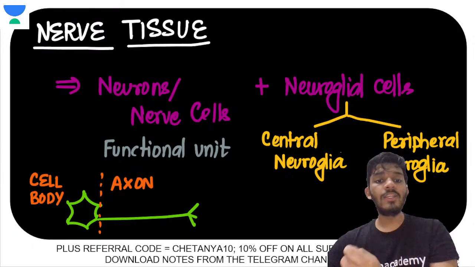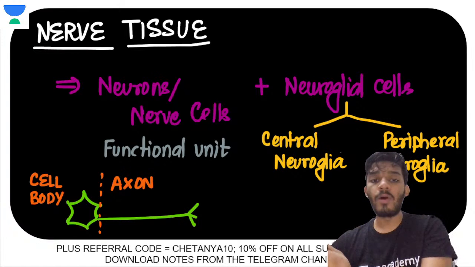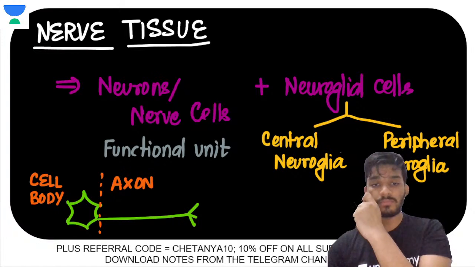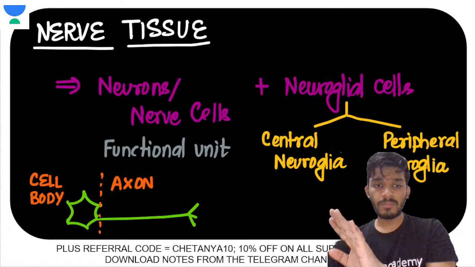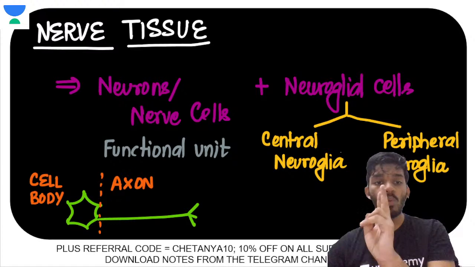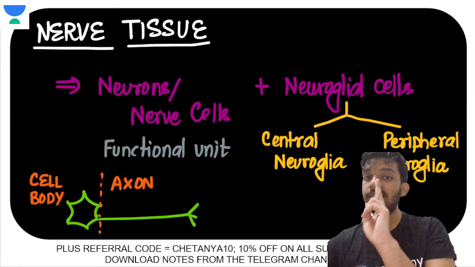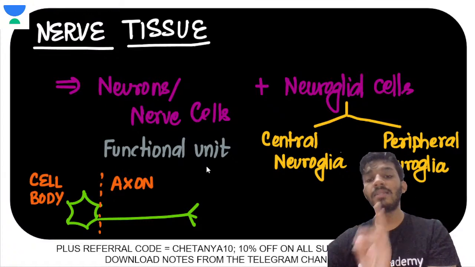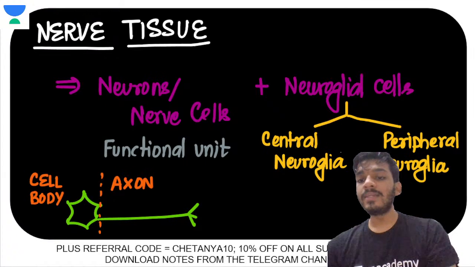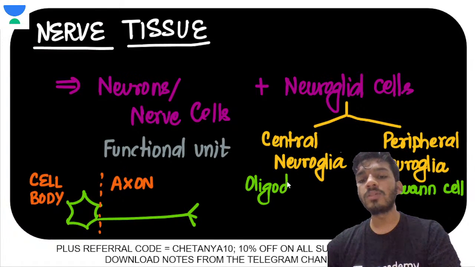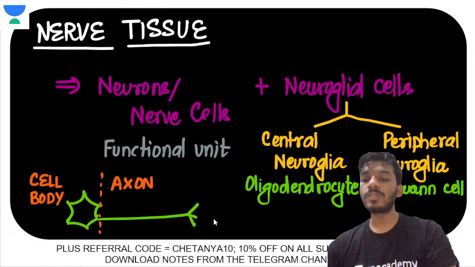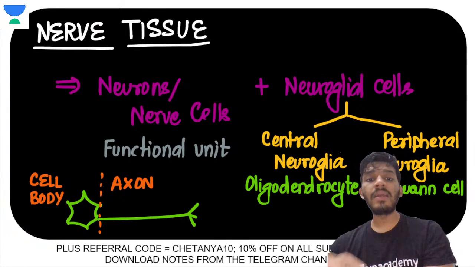In the central neuroglia, be very clear about it. First of all, be very careful about Schwann cell and oligodendrocyte, because that is a distinguishing point. Schwann cell is present in peripheral neuroglia. In central neuroglia, in its place, you have oligodendrocyte. So this is the first distinguishing feature that you should remember. Oligodendrocyte is very, very important.